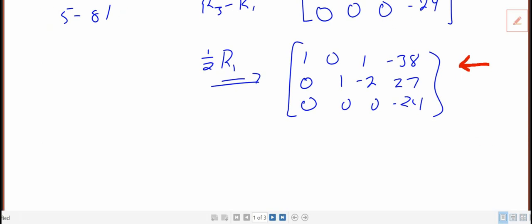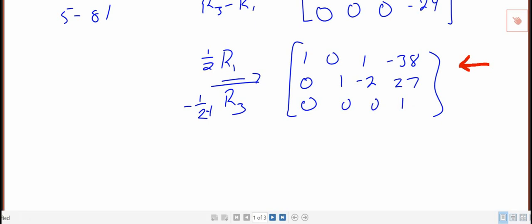And now I do have it in row reduced echelon form. To be a nice technicality, I could take row 3 and divide that by the negative 24 and get a 1 in that spot. So it's more obvious.